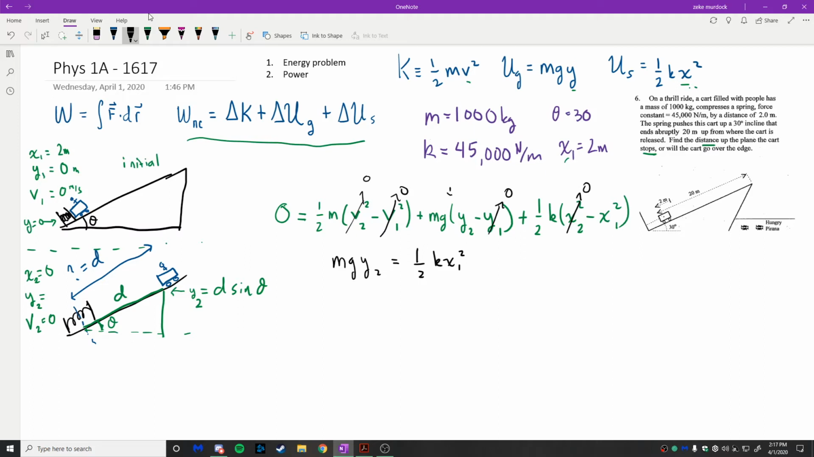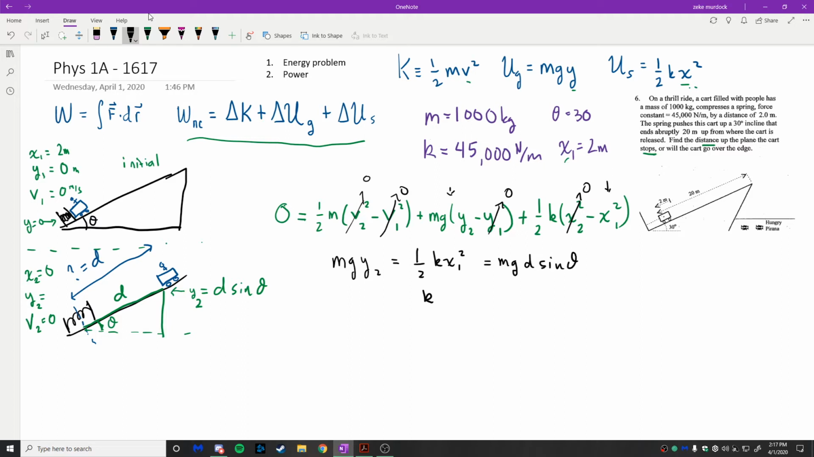You've got this term, and you got that term. This one's negative, so you add it to the left-hand side or right-hand side, whatever you want to think about it. But mg y2 is going to be equal to 1/2 k x1 squared. And then we just need to solve this. We knew that y2 was also equal to mg d sine theta. And then we can just solve for d, right?